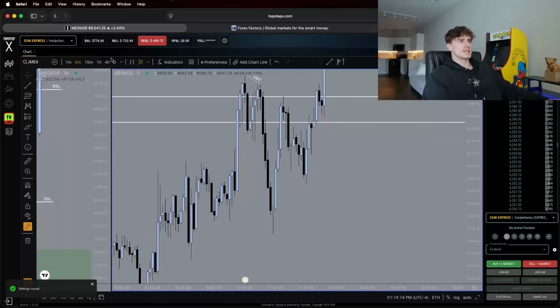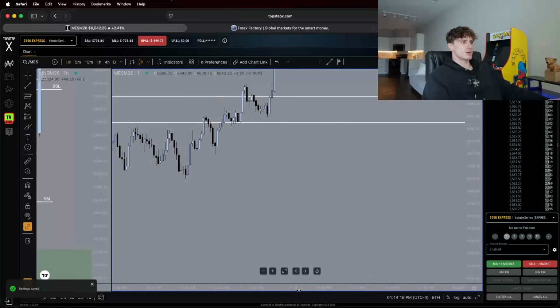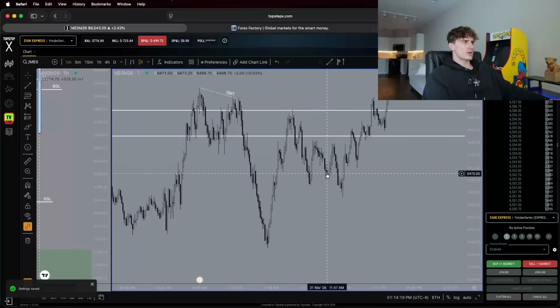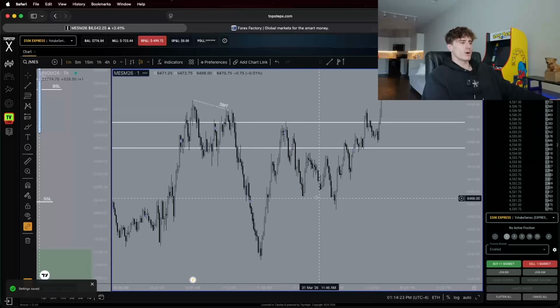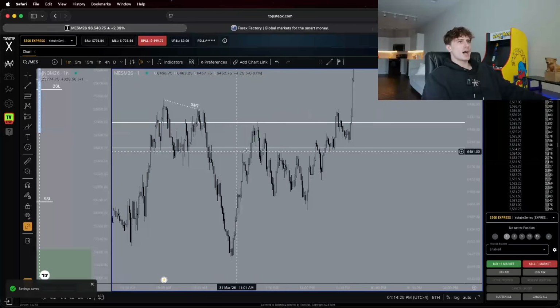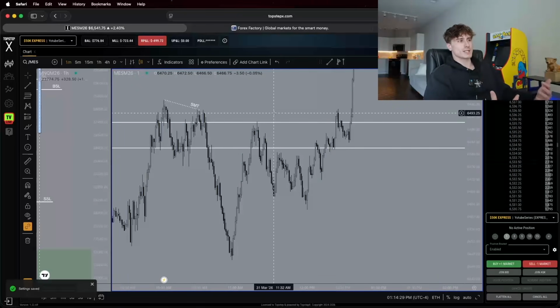So what I did is I added to my position right around this point right here when I saw us hold this gap. We were still displacing lower, failing to go higher. So I added here, I moved my stop to this high, and so I was still risking the same, but my reward was going to be that much better.